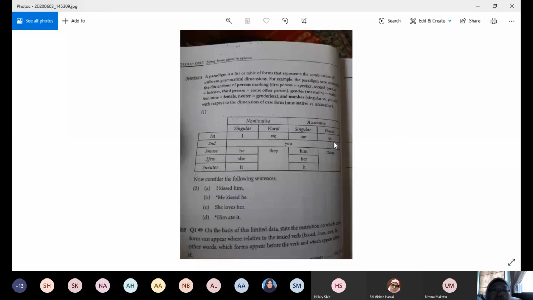plurality. So English pronouns are a bit interesting. In Bahasa Melayu, they don't have that. Bahasa Melayu is constant. They don't mark for gender or for number or for person. So only English has that.